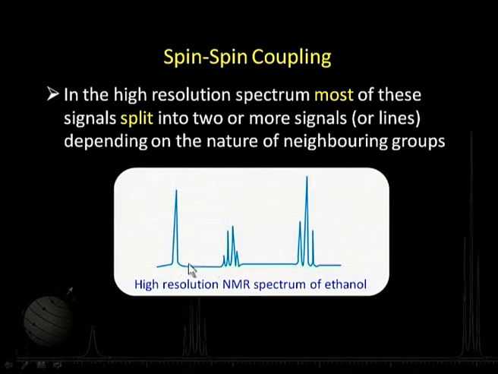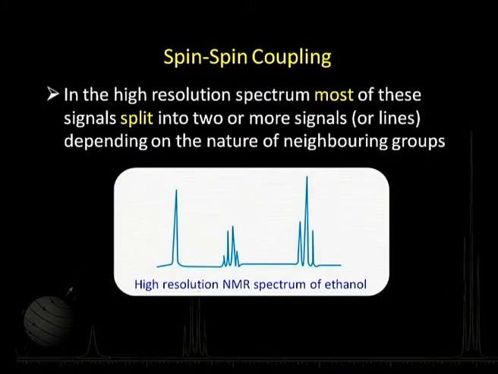Now, what you find in this high resolution NMR spectrum is that most of the signals get split. They split into two or more signals, maybe 3, 4 or even 7, or maybe much more than that is also possible. This kind of splitting is because of the nature of the protons in the neighborhood of the protons there, and this is referred to as spin-spin coupling or spin-spin splitting. That is what we are going to take up now.